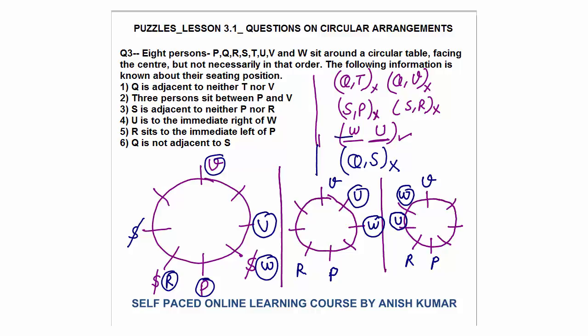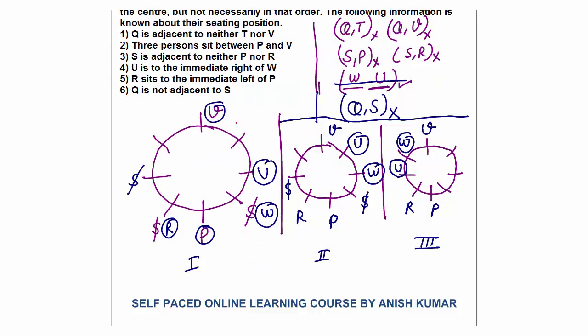Now, we have done this, so we will cross this. We have filled this data. Now we will fill the remaining data. As we have made the possible diagrams, we will place the remaining people.